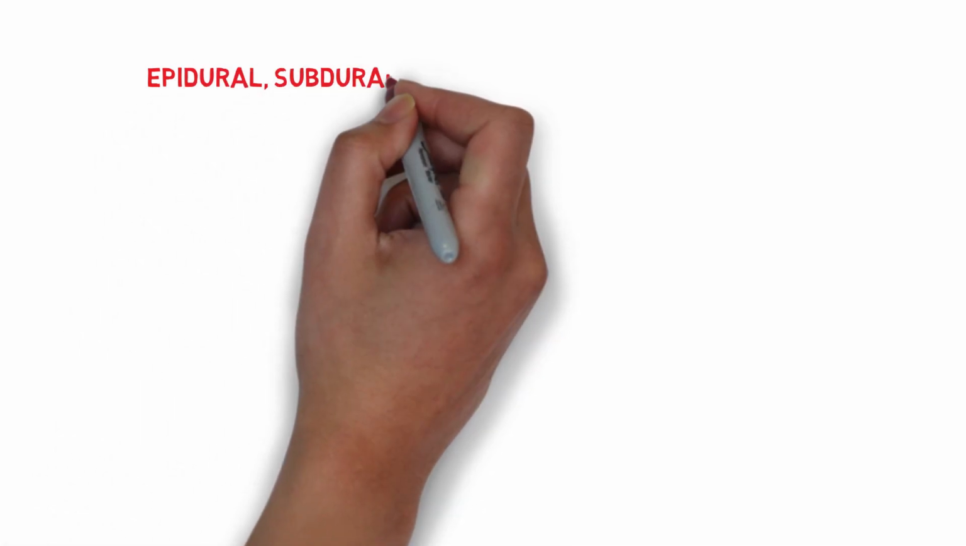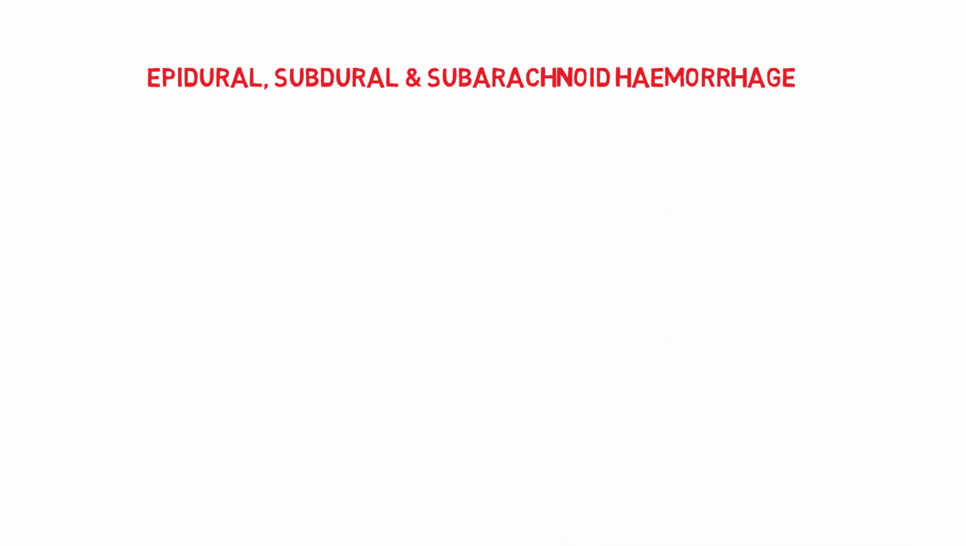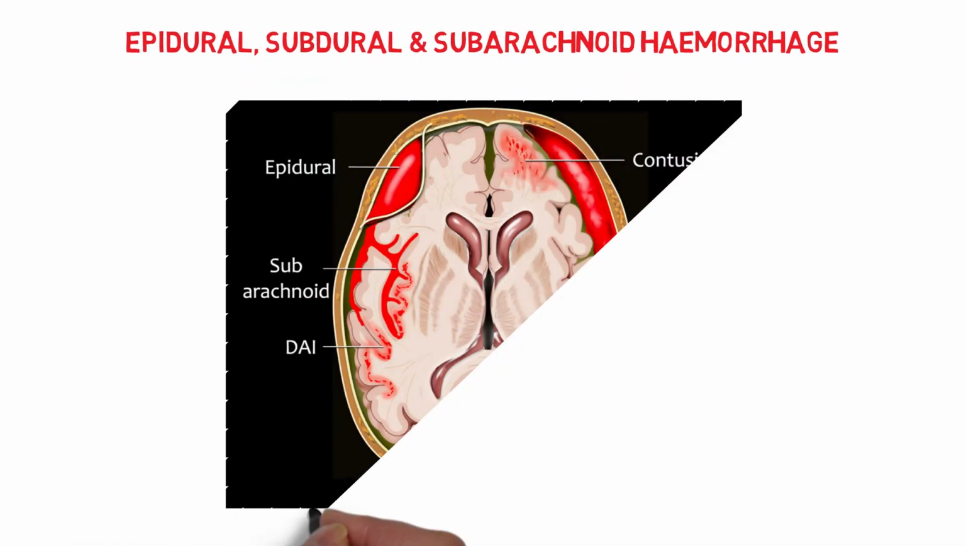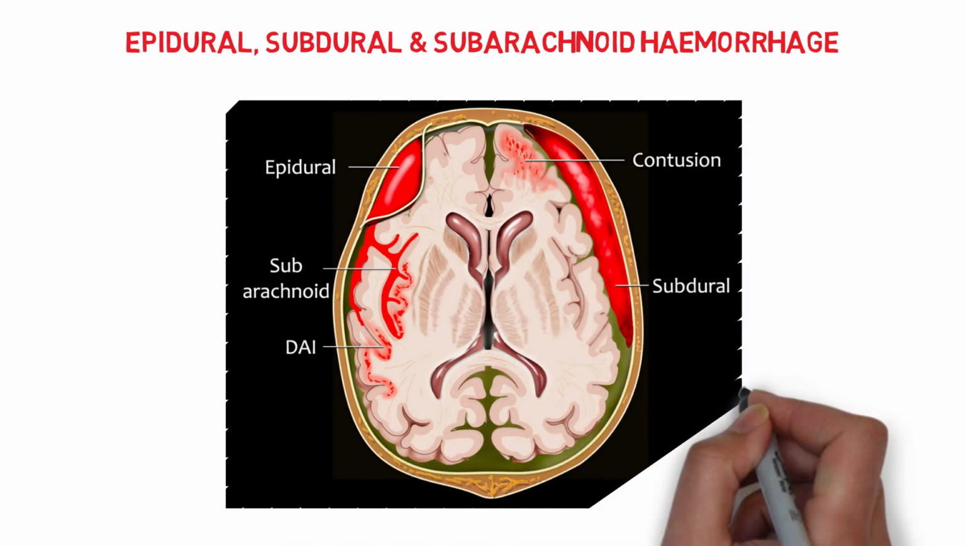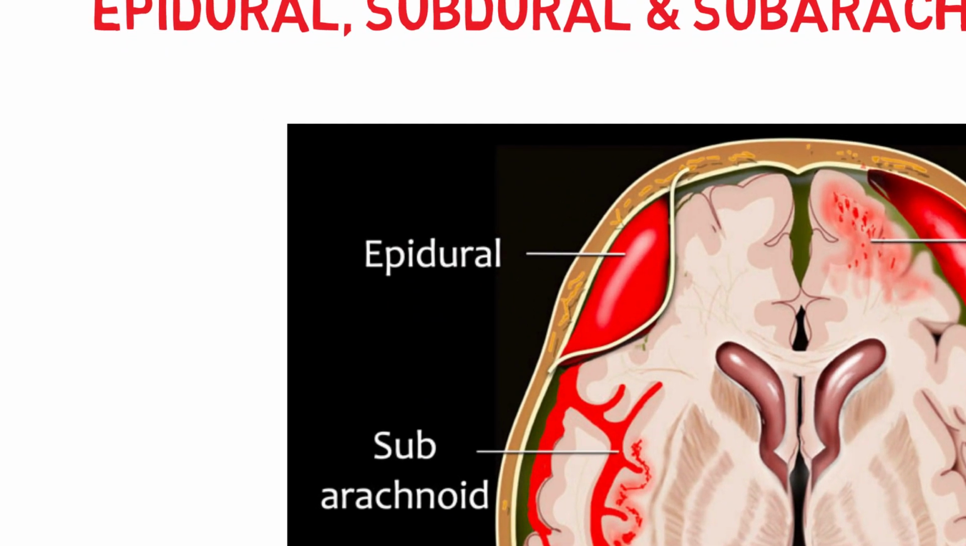Moving to the intracranial hemorrhage. Epidural, subdural and subarachnoid hemorrhage. An epidural hemorrhage is a collection of blood that forms between the skull bone and the dura mater, which is the outermost protective membrane covering the brain.